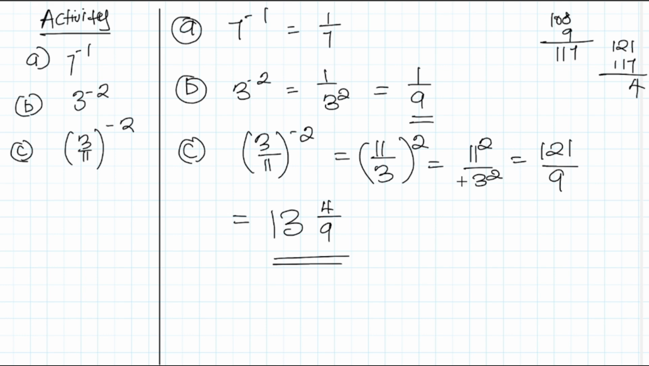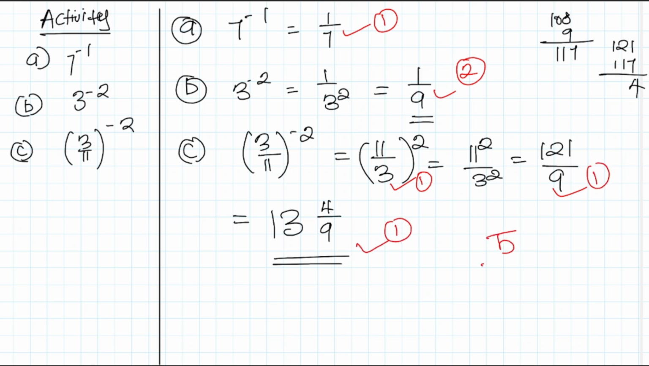Remember, when you have your answer as an improper fraction, you have to always simplify and change it to a mixed fraction. So if you get to correctly mark this one, mark the steps here: turning upside down, that's 1 mark. Simplifying to this place, that's 1 mark, and the final answer 1 mark, and give yourself 5 over 5.